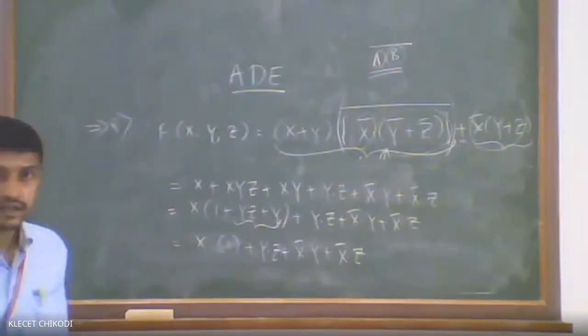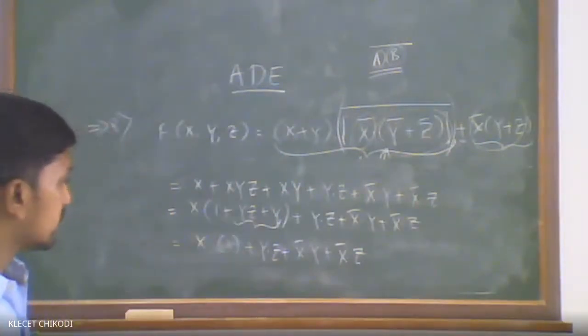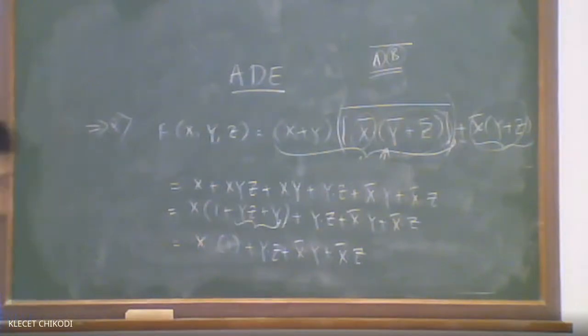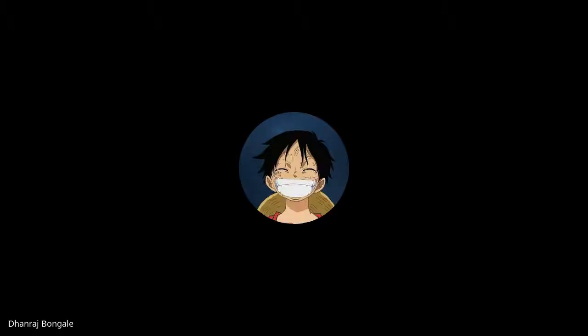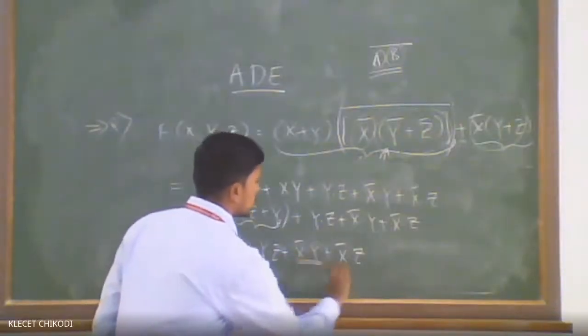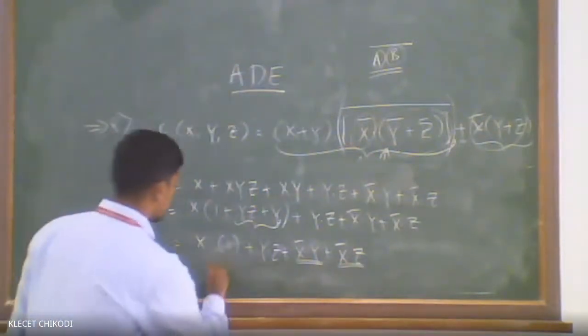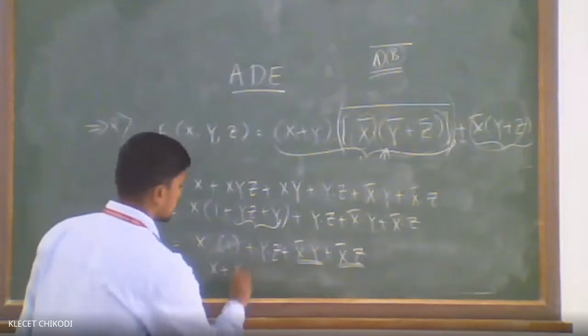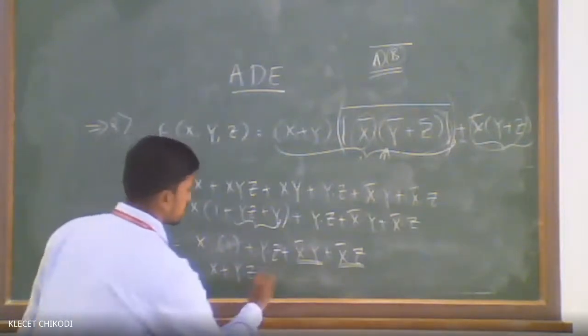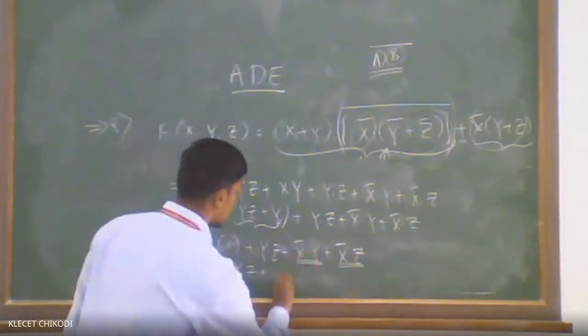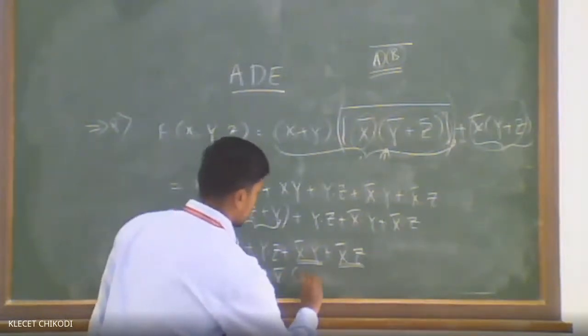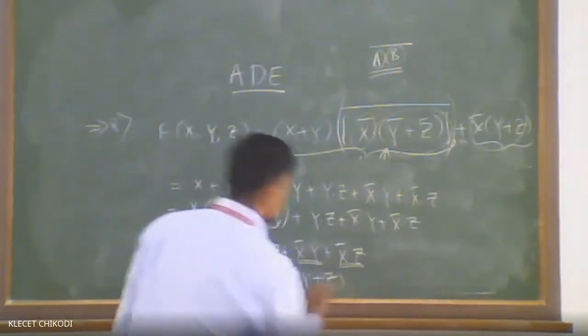Fine. Now, can you further simplify this one? So take y or x bar common. You can see here, you can take x bar common. So it will be x plus y into z plus, if you take x bar common, it will be y plus z.